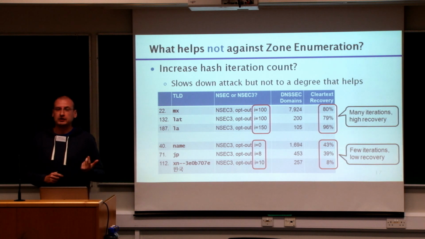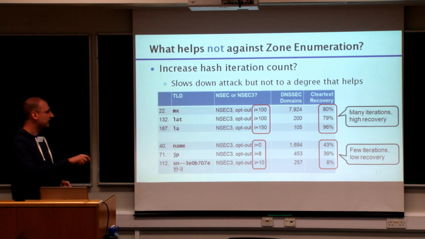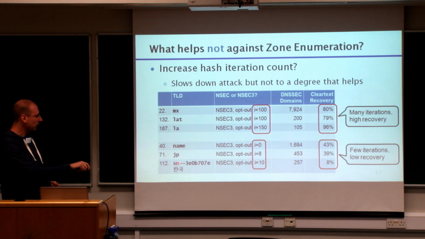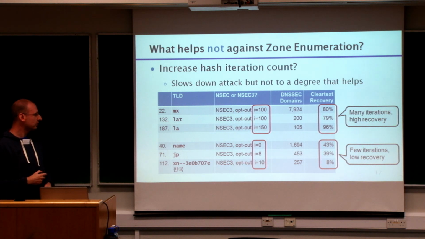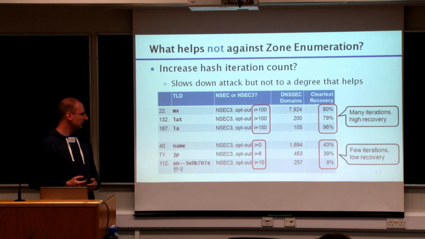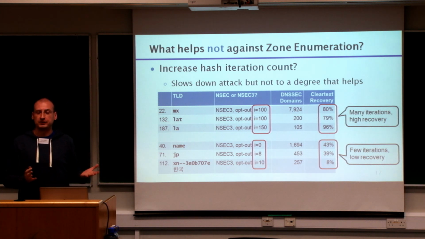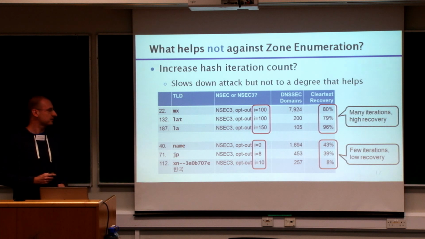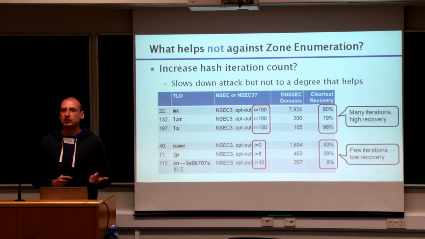On the other hand, if we take a look at those top-level domains where we haven't recovered so many names, like for example here, this is a Korean top-level domain. I don't know what this means. We only had 8% recovery ratio, but they were using only 10 hash iterations. So our dictionary was simply not good enough to break Korean domains. So it depends on the quality of the dictionary and not on the hash iteration.